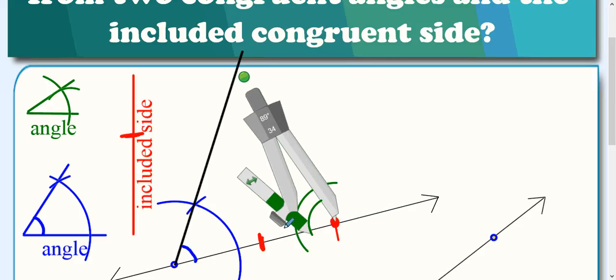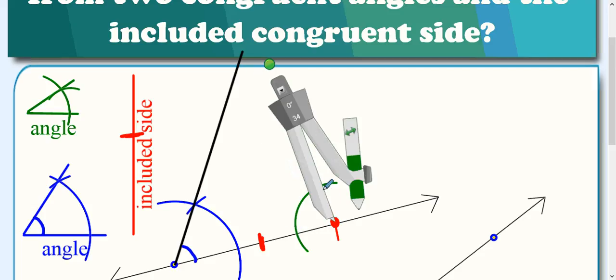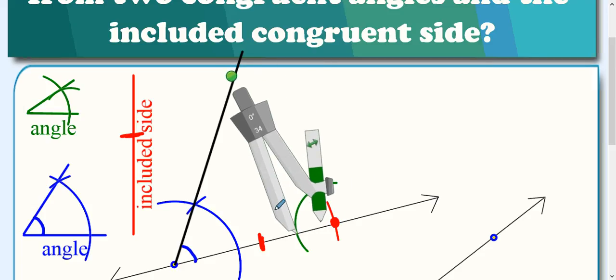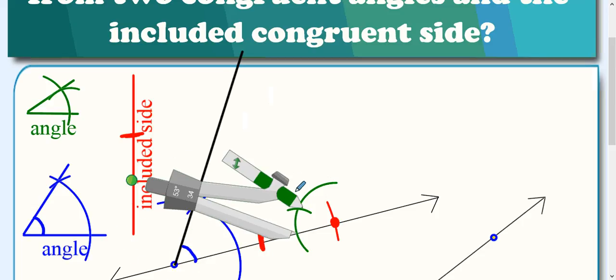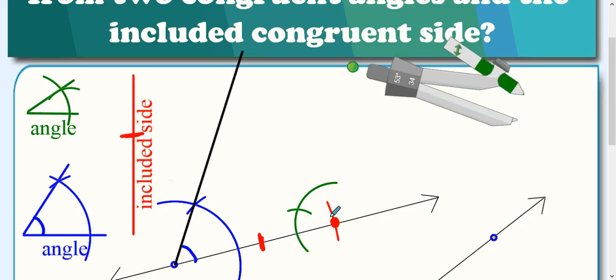Whoops, wrong spot. So our angle now goes from that red point through this green X. That's our angle. So our side has to go through. And now we've got our triangle. It's right here. I'll highlight it.